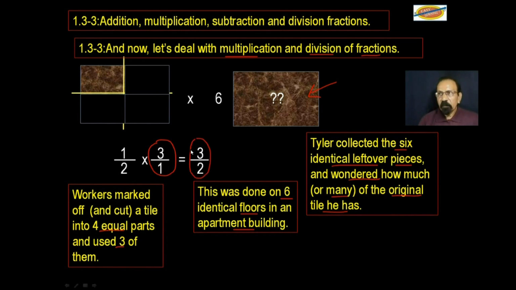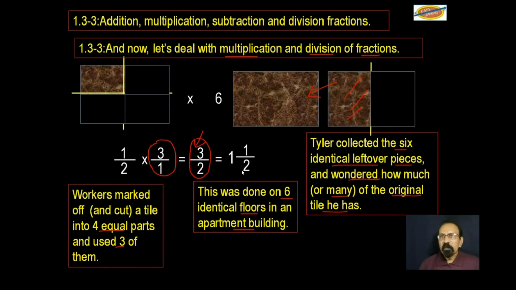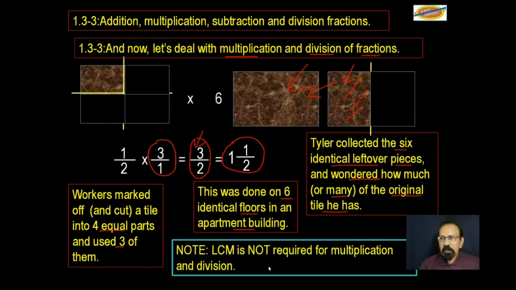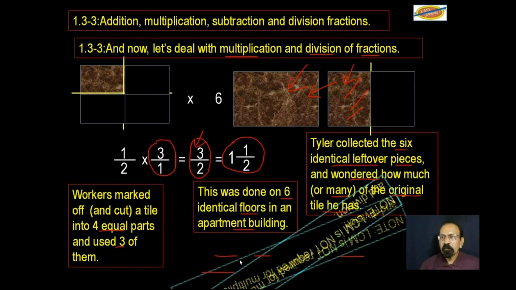This is an improper fraction. We will convert it to a mixed number, and we get 1 and a half. So in effect, Tyler had half of this tile plus a complete one. That's 1.5 such tiles. Now, LCM is not required for multiplication and division.